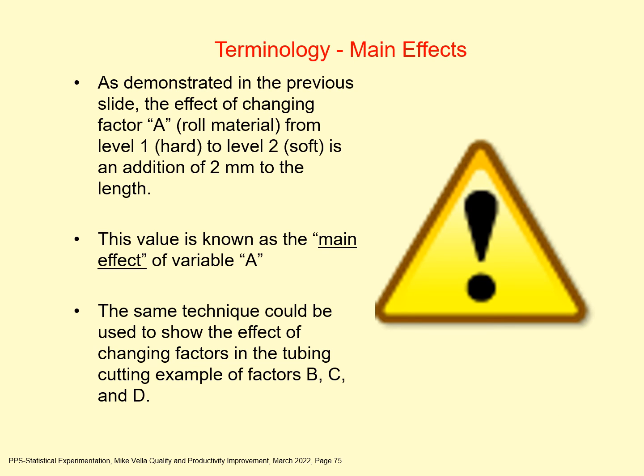So these are called main effects. As demonstrated in the previous slide, the effect of changing roll factor A from hard to soft is an addition of 2 millimeters to the length. This value is known as the main effect of variable A. The same technique could be used to show the effect of changing factors in the tubing cutting example, factors B, C, and D.